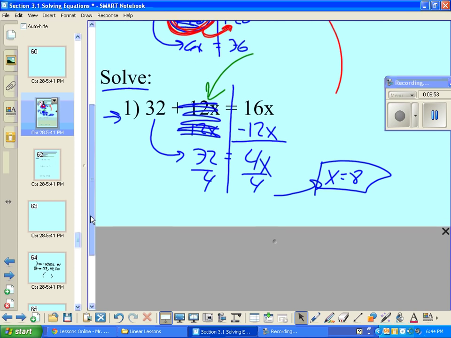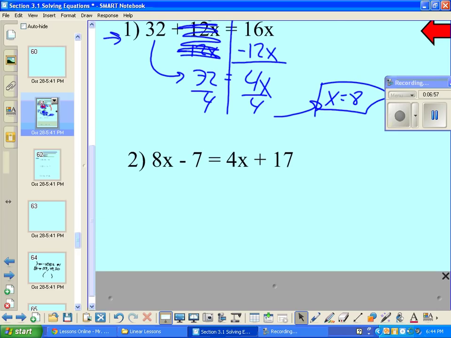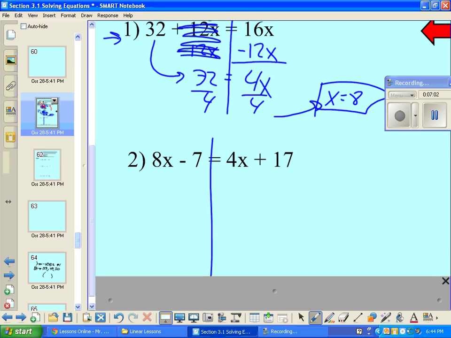But again, that should kind of make sense to us because variables just stand for numbers. So I should be able to do things with them just like I would do with other numbers. We'll look at another example here together. So this one says 8x minus 7 equals 4x plus 2.